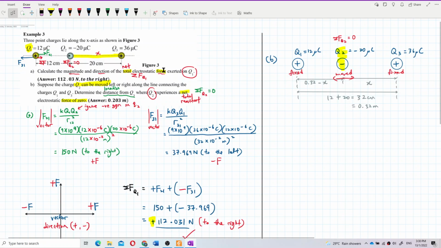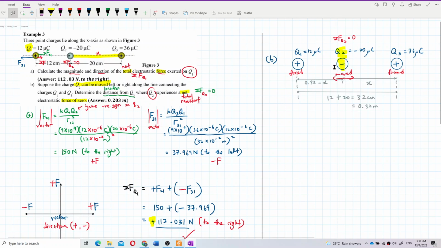Question A, the focus is on Q1, forces on Q1, so I circle the Q1. For question B, the focus is on Q2, so I circle the Q2. So we draw the forces on Q2. Just now question A, draw the forces on Q1. Question B, draw the forces on Q2, because it said Q2 experiences a net force of 0.